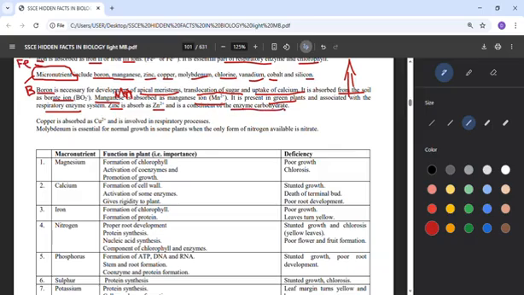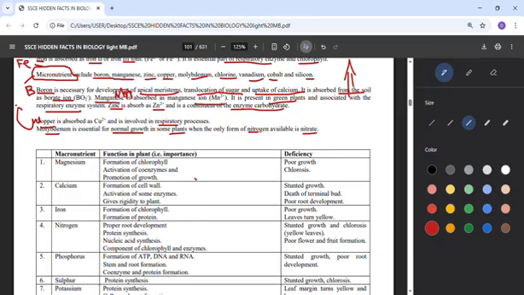So meaning that it also helps to form carbohydrate. Then copper is another micronutrient. When you look at copper, it is involved in respiratory processes, meaning the respiration of plants, majorly needed in plants. So in the respiratory process of plants, copper will support. Then molybdenum is also essential, but this one is for normal growth in some plants when the only form of nitrogen available is nitrate.